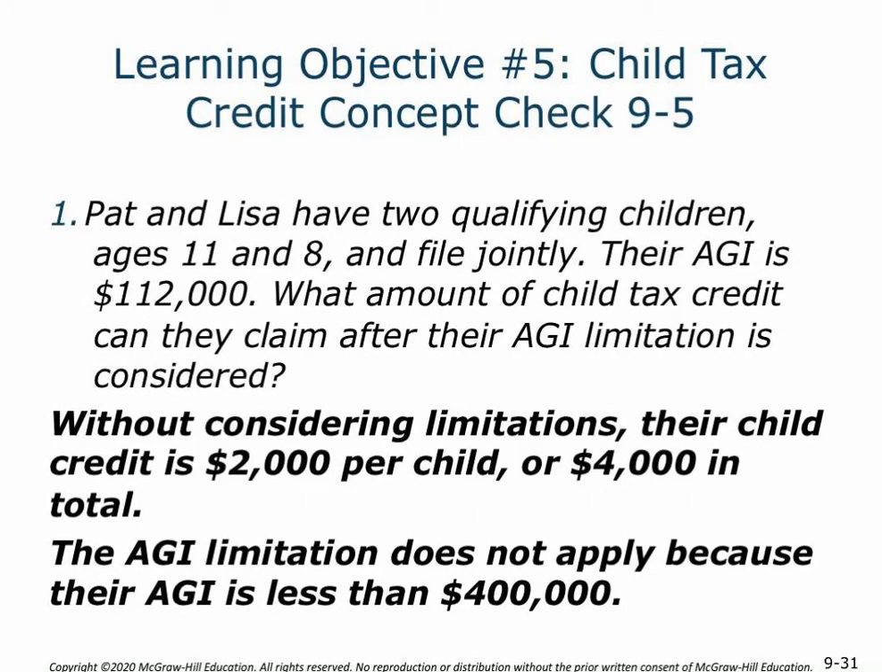Let's take a look at concept check 1. Pat and Lisa have 2 qualifying children, ages 11 and 8, and they file a joint return. Their AGI is going to be $112,000. What is the amount of the child tax credit that they can claim? So without considering limitations, the child tax credit is going to be $2,000 per child, or $4,000 in total. And then looking at the AGI limitation, here married filing jointly is going to be $400,000, so they're going to be under that limitation. So $4,000 would be the amount that they can claim for child tax credit.